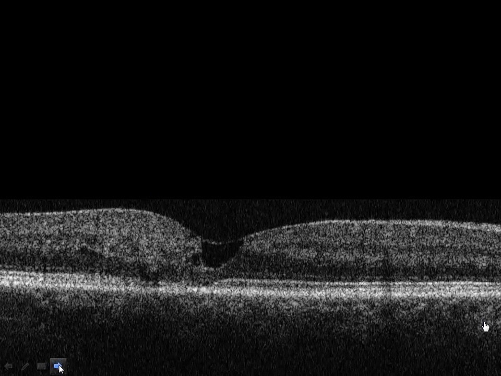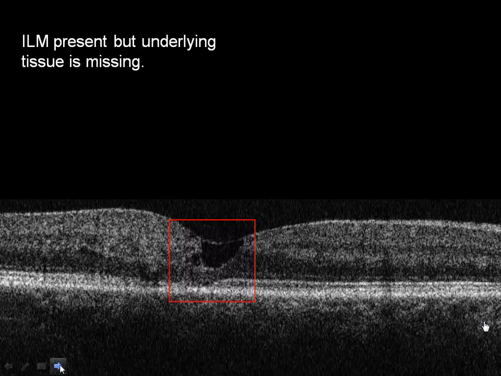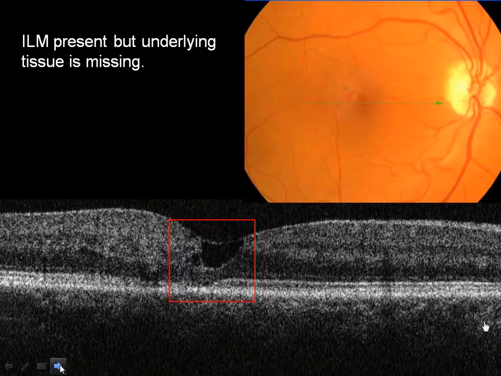How about this one? Well, it looks like the PIL is missing over here. PIL is present over here, missing here. Looks like the internal limiting membrane is still intact. Let's get a better image of that, maybe in a different case. So the ILM is still present. There's the fundus, if you want to look at the fundus.